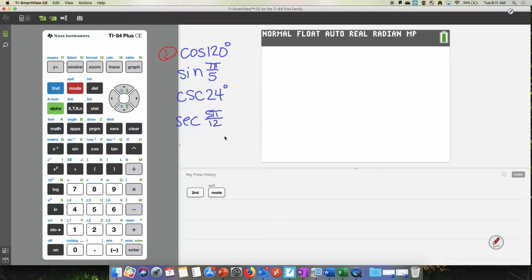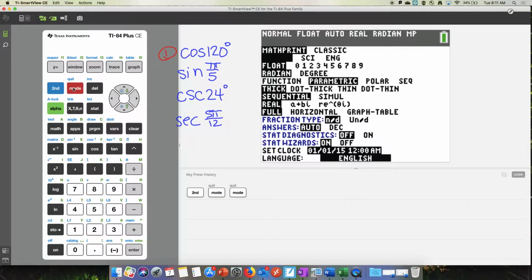So first of all, whenever we're punching in a trig function, we need to be careful with our mode. So go ahead in your calculator, check the mode. Are you in radian mode? Are you in degree mode? If we're going to do the cosine of 120 degrees, what mode should you be in? Degree mode. So if you're not in degree mode, please get it there.